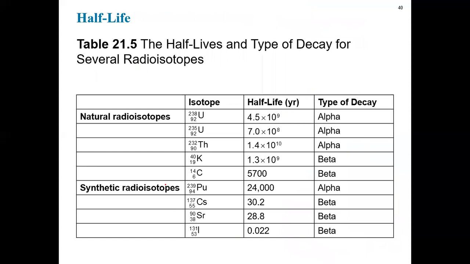This just gives you some idea of the half-life and type of decay for several radioactive isotopes. What you're going to use later on is this carbon-14 decay, because we can use it for radioactive dating. For radioactive dating, you can use the radioactivity of some samples. Those samples have carbon-14 in them. If you can measure the rate or how much carbon-14 is in it, you can find out the age of the object.